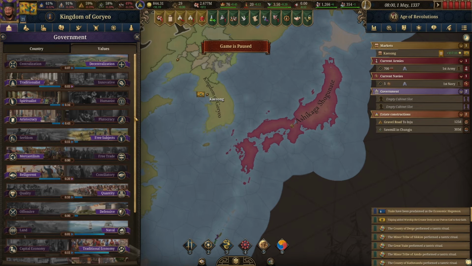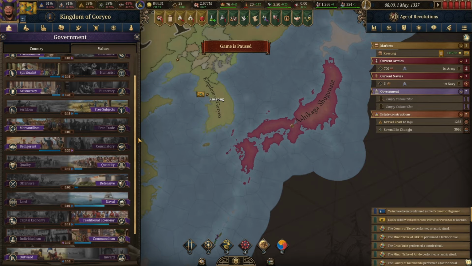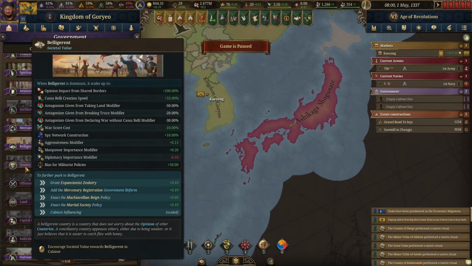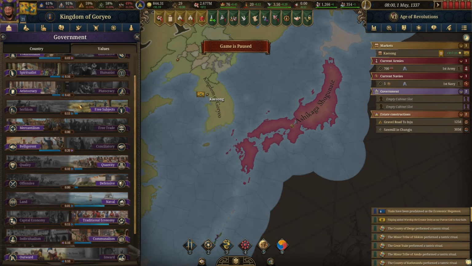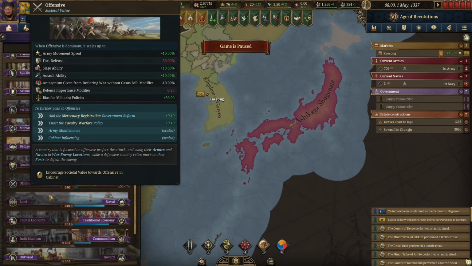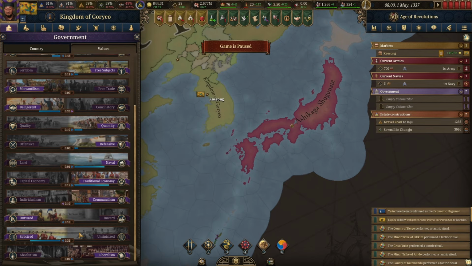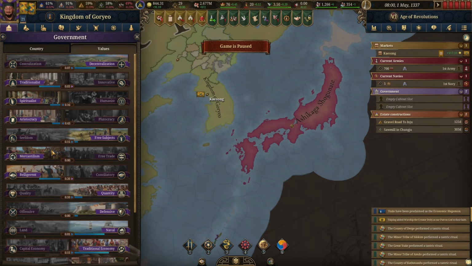It's almost the new year, so what better way to spend our time than investigating these various complicated numbers and stats. Today we're going to try and get through mercantilism versus free trade, belligerent versus conciliatory, quality versus quantity, and offense versus defense. We'll leave the later ones for later. Starting off straight away with mercantilism versus free trade.